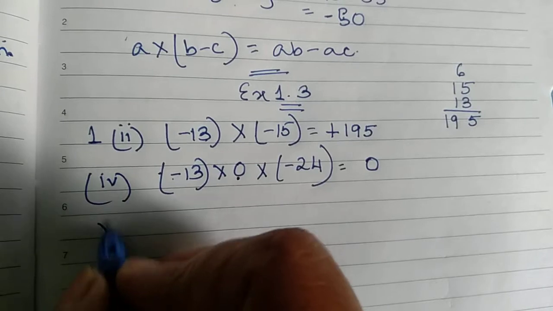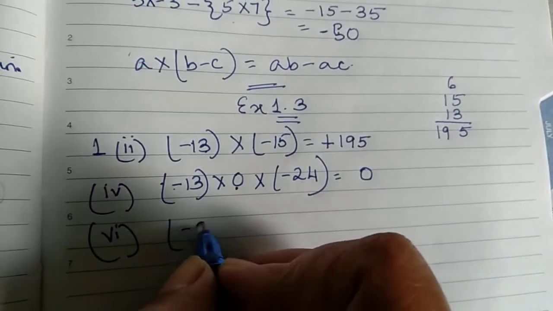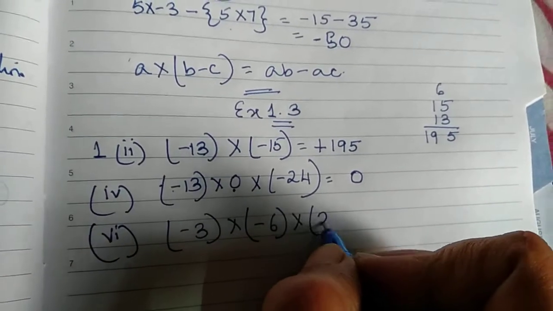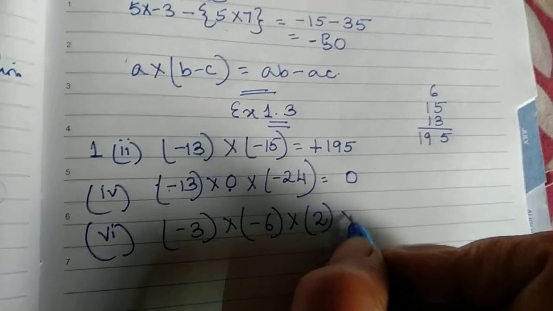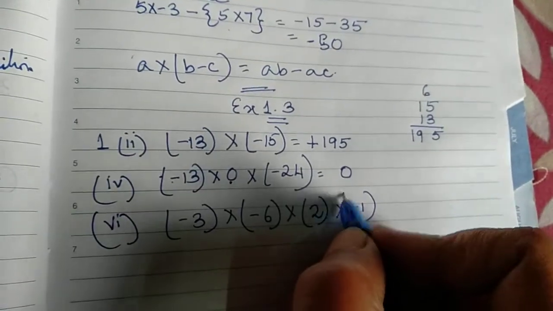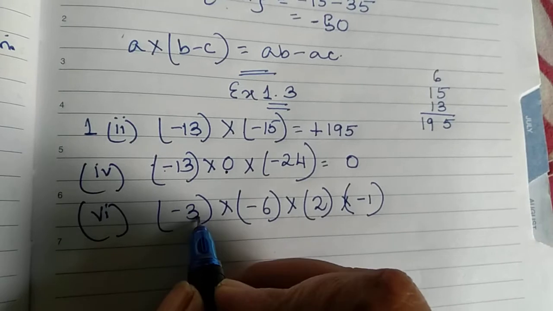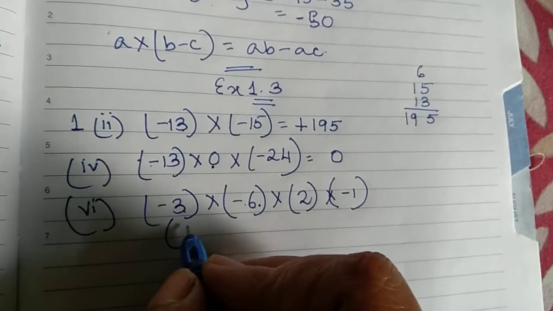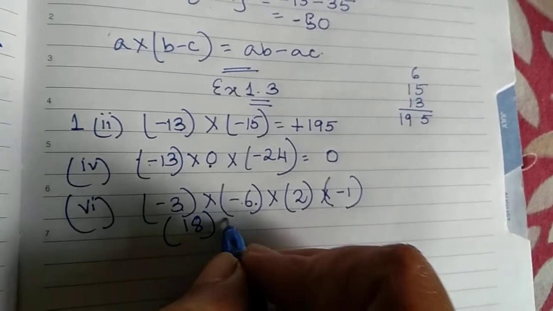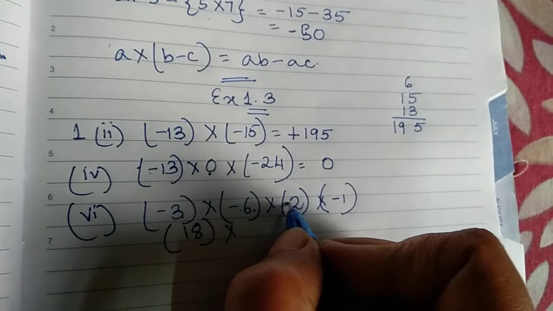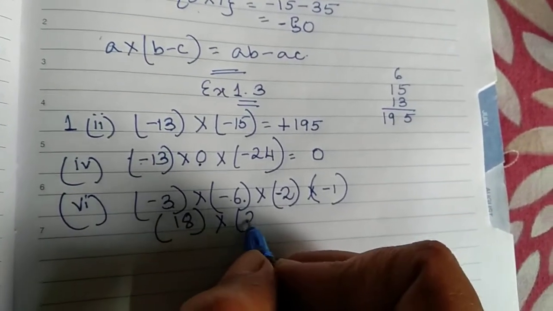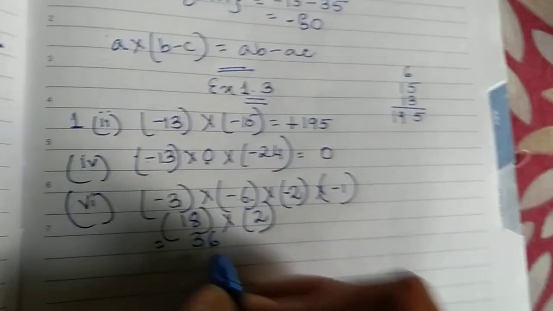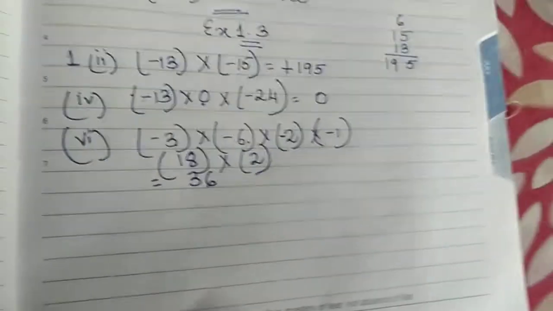The sixth part, if I do, minus 3 into minus 6 into minus 2 into minus 1. If I multiply these two, A into B, what do I get? I get this as 18 into minus 2 into minus 1 will be plus 2. That is equal to 36. The rest of the parts, just do it on your own.